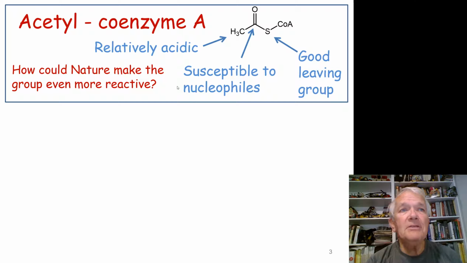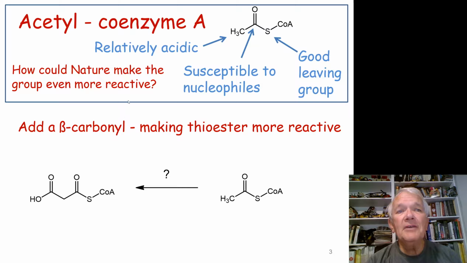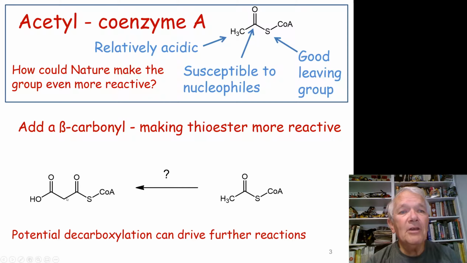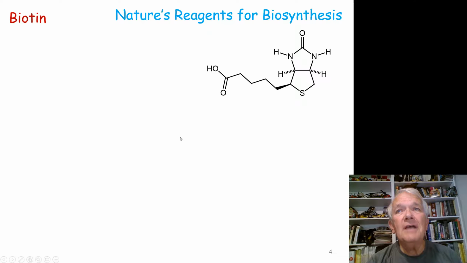Now, how could nature make this even more reactive? Well, it could do the same kind of trick that we've been doing all semester. We can add a beta carbonyl. Beta carbonyl, of course, will make things much more acidic, and of course, potential loss of CO2, a decarboxylation, can give an energy burst to drive further reactions. So how would nature put a carbon dioxide onto the methyl group of the acetyl coenzyme A? Well, it uses a molecule called biotin, and this biotin can actually capture and carry CO2.